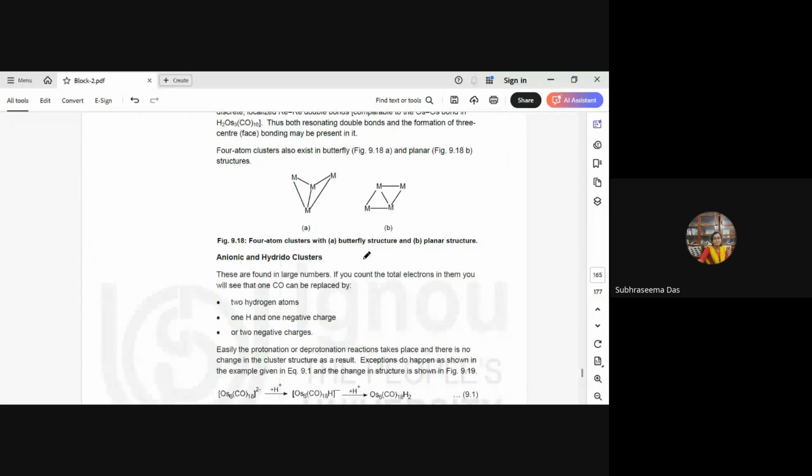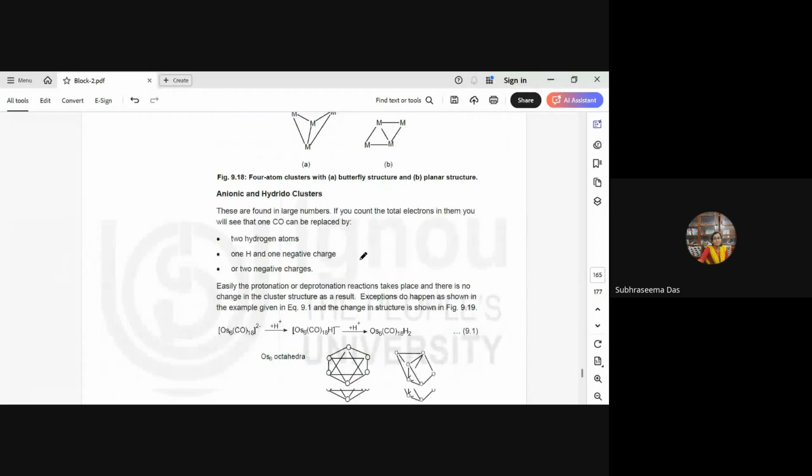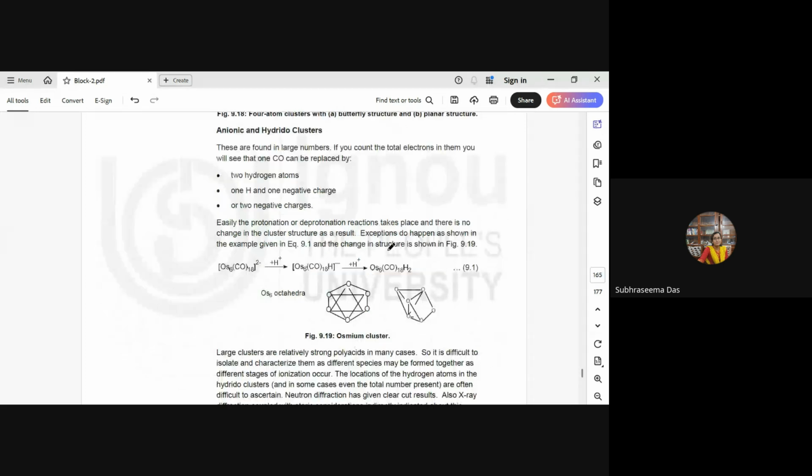Then anionic and hydrido clusters. These are found in large numbers. If we count the total electrons in them, we will see that one CO can be replaced by two hydrogen atoms, the one H and one negative charge, and two negative charges. So protonation or deprotonation reactions take place, and there is no change in the cluster structure as a result. Exceptions happen here as shown in equation 9.1.